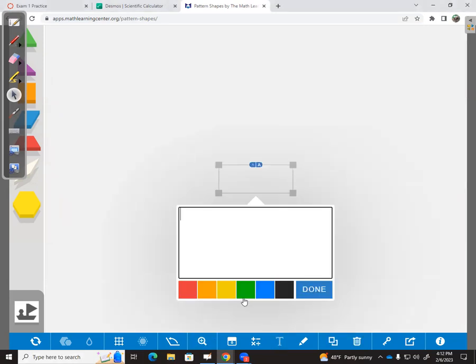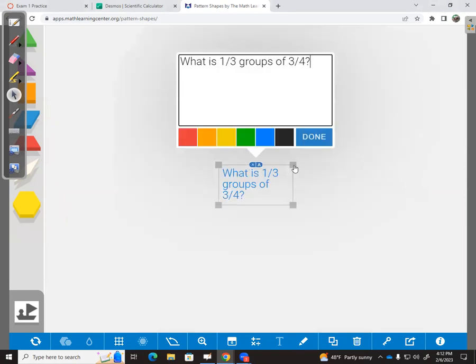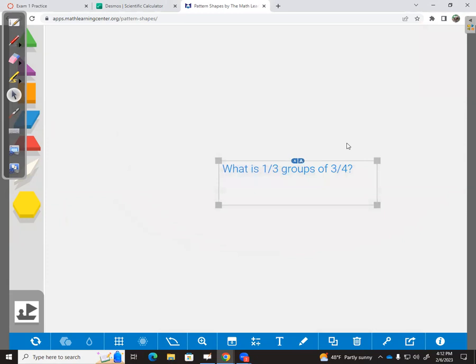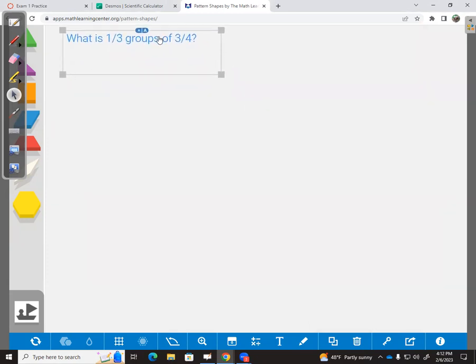So let's see, to do that, again, let me type my question, zoom out also. 1/3, 3/4 is my question. All right, so what is 1/3 groups of 3/4? So I can't find 1/3 of something till I know what it is. So to do this, I got to find 3/4 first.